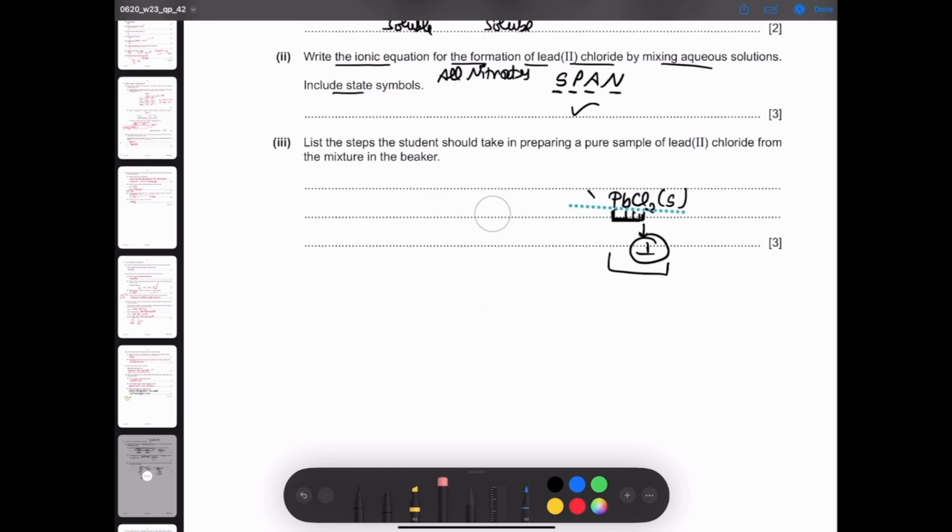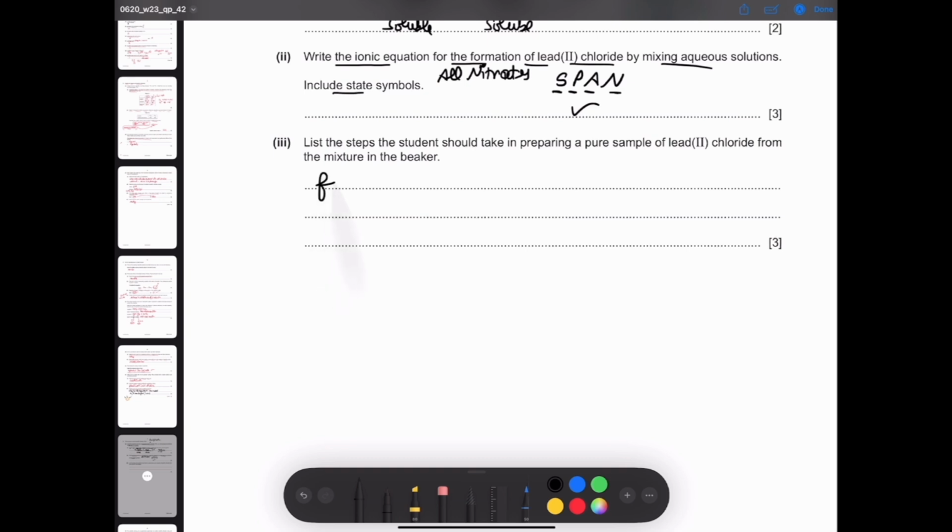Now, next part, list the steps the student should take in preparing a pure sample of lead chloride from the mixture in the beaker. See, pure sample of lead chloride and you're doing precipitation here. Remember, in precipitation, an insoluble salt is formed. At the same time, there is a soluble salt as a product. Soluble salt is also there as a product.